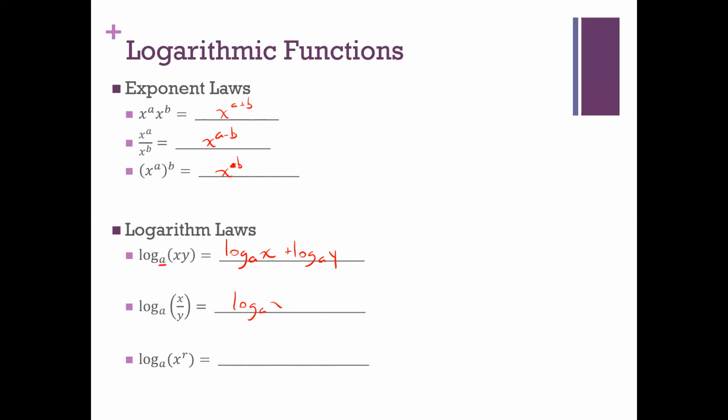The log base a of x minus log base a of y. And finally, if you look at the power to a power rule, you're just multiplying the powers together, right? So if I have the log base a of some variable x raised to some power r, that's the same as log base a of x multiplied by r.